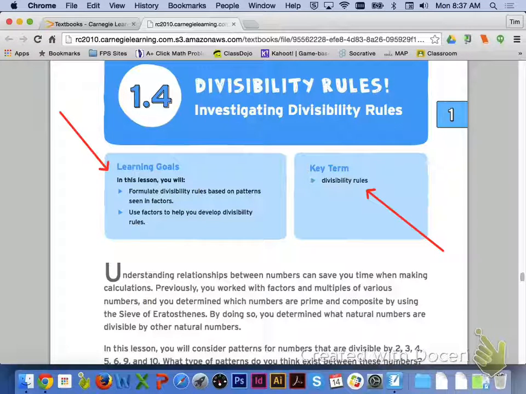Hi class, in lesson 1.4 we will be investigating divisibility rules. Learning targets for today: we will formulate divisibility rules based on patterns seen in factors, and we will use factors to help develop divisibility rules. Key term to look for today in lesson 1.4 will be divisibility rules.